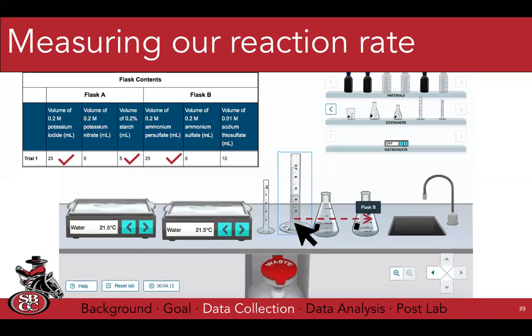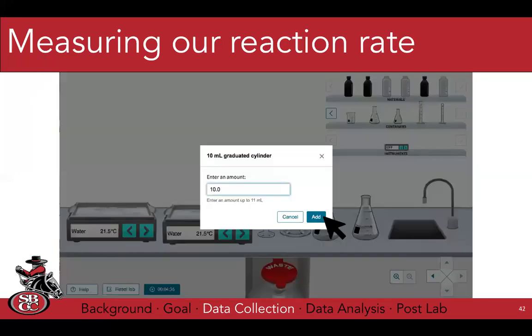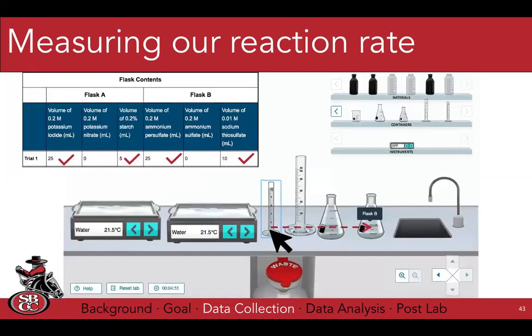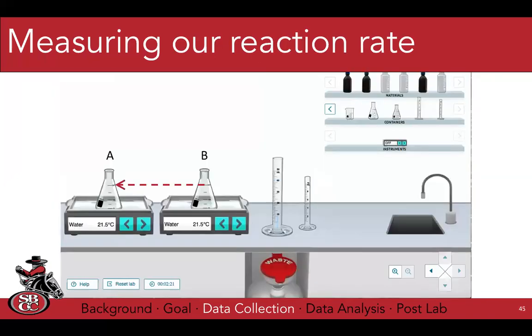So 25 mils of the persulfate and add it to flask B, pour all, and then of course your thiosulfate, which will be the limiting reagent on reaction 2, into flask B and pour all. And then you're going to put your 2 reactions into the 2 water baths.